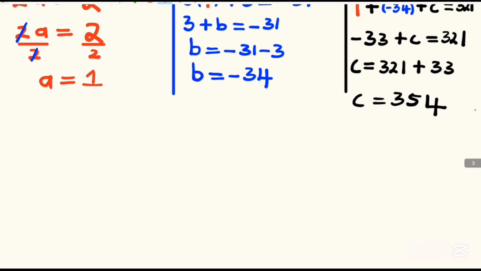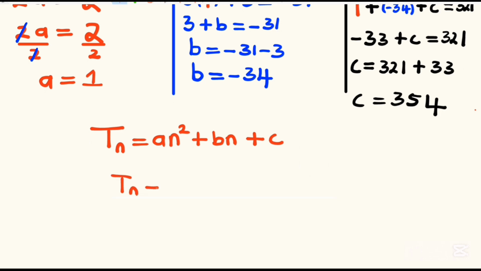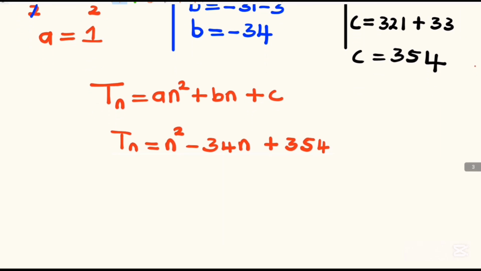So our Tn, we substitute. Our Tn will be equal to, a is equal to 1, so we have n squared, and b is equal to negative 34, so we have negative 34n plus 354 in the place of the c. So this will be our Tn.